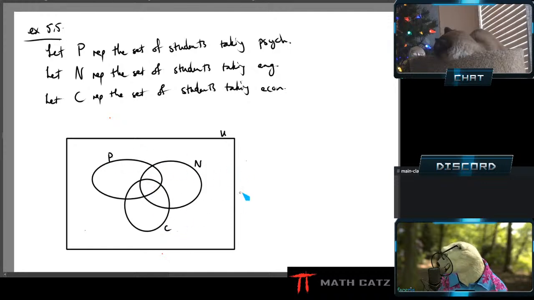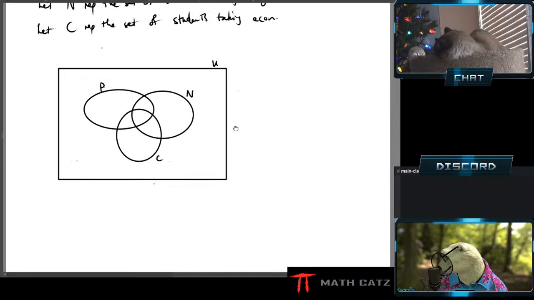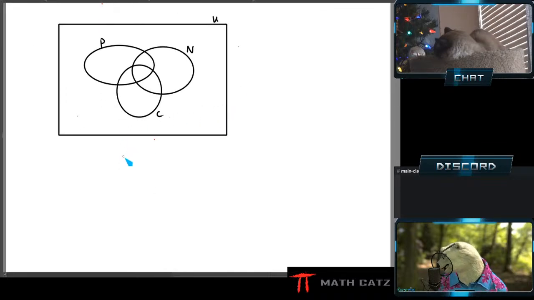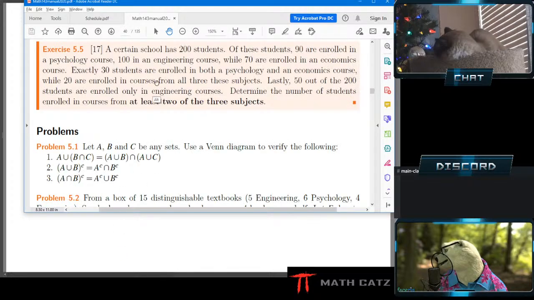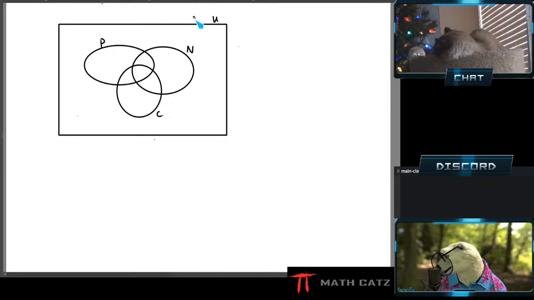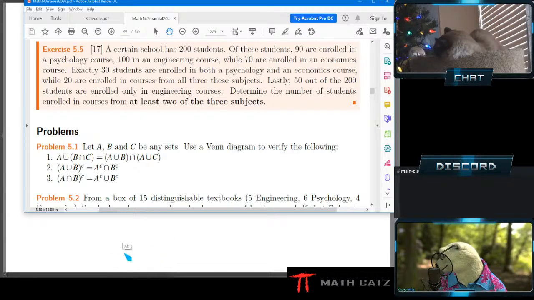Now let me move up. We know what P, N, and C mean. Now my goal is to get all this information out. Well, 200 students. Okay, that's not bad. Now, it might be shuffled around. I still go from the start to see what's the first thing I can put in.